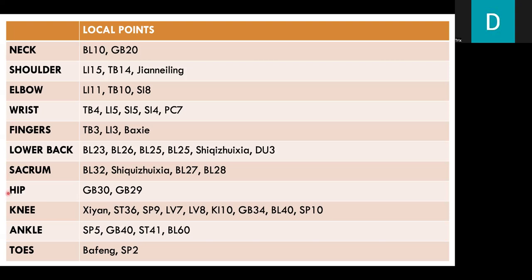For hip, we use GB30 and GB29. The knee is a Shiyan, stomach 36, spleen 9, liver 7, liver 8, kidney 10, GB34, bladder 40, and spleen 10. For ankle, we use spleen 5, GB40, stomach 41, and bladder 60. For toes, we use Bafeng and spleen 2.